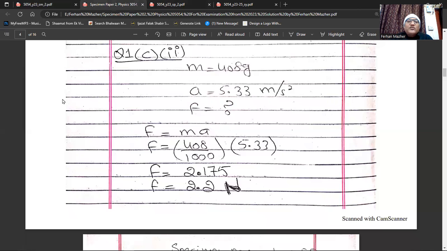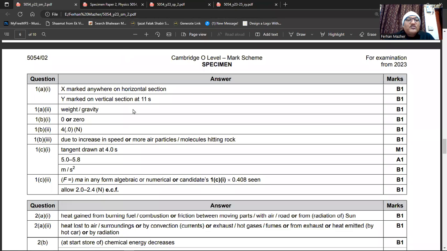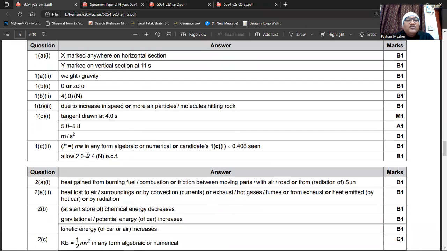And F is equal to ma, and F will be equal to 408 divided by 1000. Why am I dividing by 1000? Because in this formula, when you use the mass, its unit must be in kg. The mass is given in grams, so I will divide it by 1000 to convert it into kg. So 408 divided by 1000 multiplied by 5.33 will give you 2.175, which is approximately 2.2 Newton. So the force is approximately 2.2 Newton. So you can see here it's from 2 to 2.4 Newton. So our answer is in this range.